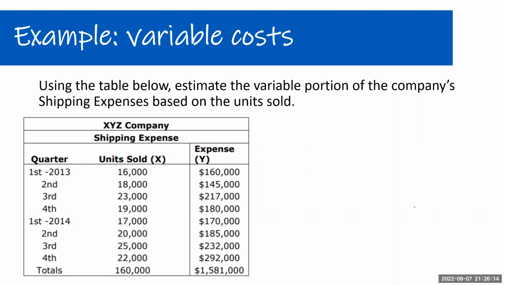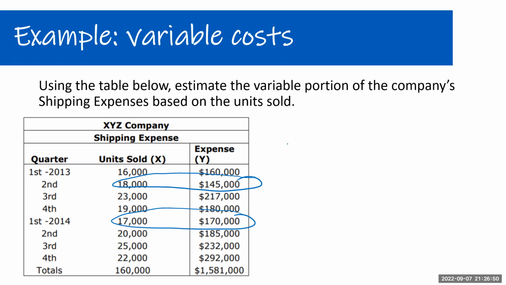We can estimate our variable costs by comparing 2 points. Notice that this is an estimate, because the real world's messy. It's not always going to be the same. If you see one of these on a test, pick 2 points, unless I tell you which ones to use. Then we talk about the variable portion of the shipping expenses based on how many units are sold. So our expense is Y and units sold is X.